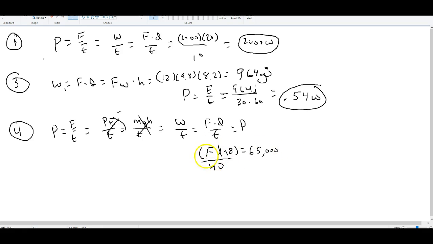Okay, so then my force is equal to 65,000 times 40 divided by 18, and I get a whopping 144,000 newtons, and there you are for how much force is developed.